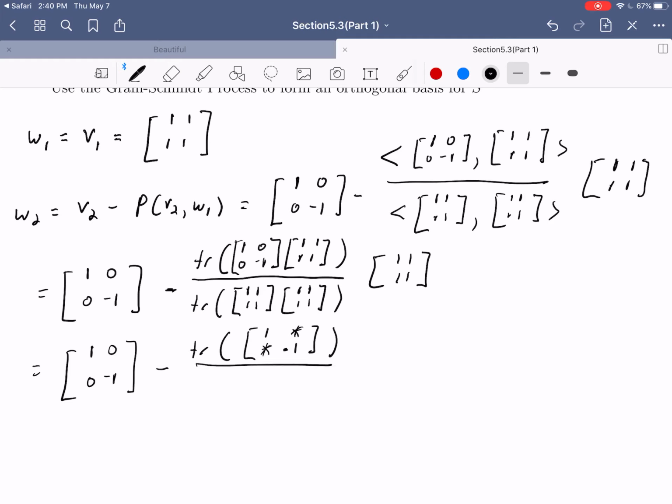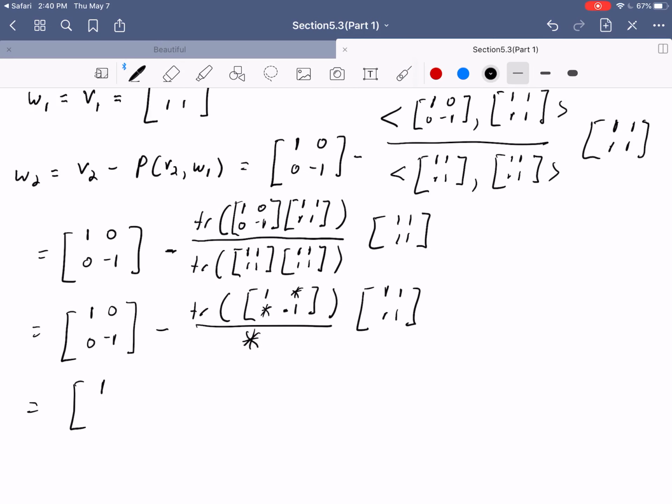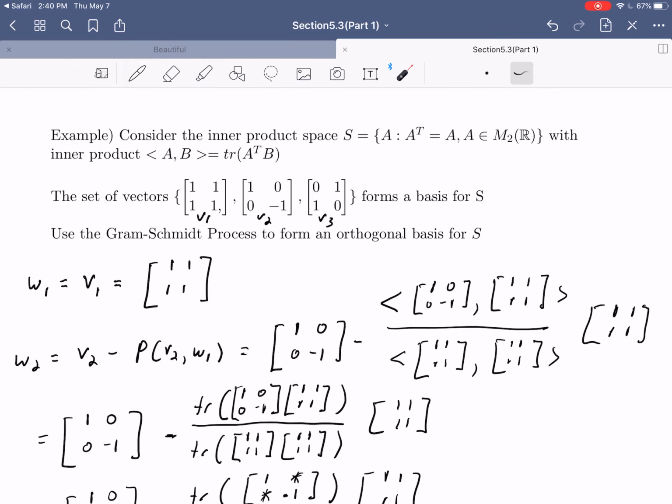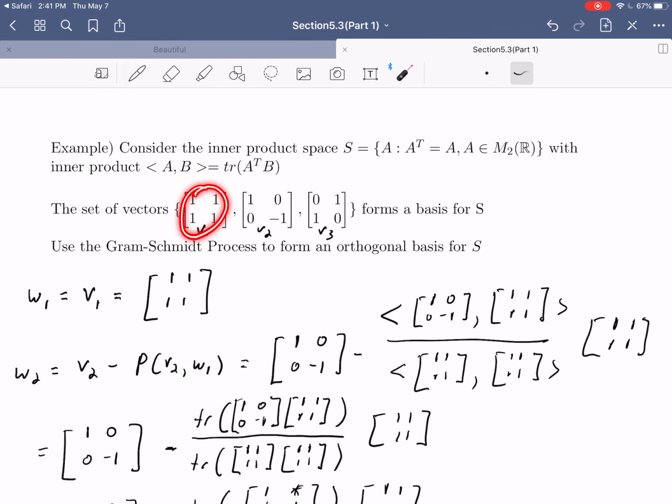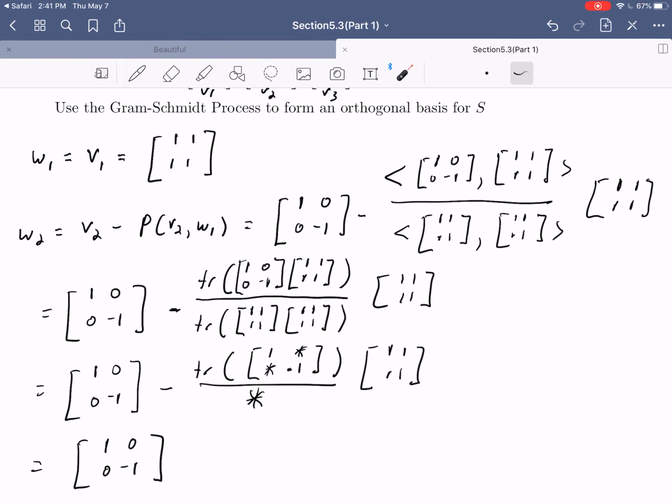At this point, I'm going to save ourselves a little work. We notice that the trace is going to be 0 here, so it doesn't matter what this entry is, or that one. We'll just say whatever. And this one is 1, 1, 1, 1. The trace here is 0, so this comes out as 1, 0, 0, minus 1. That tells us that W2 is actually just V2. Let's go back and check. That's basically claiming that V1 and V2 are already orthogonal, and that's what we just showed with the inner product up top. We got a trace of 0, which shows that those two are orthogonal.